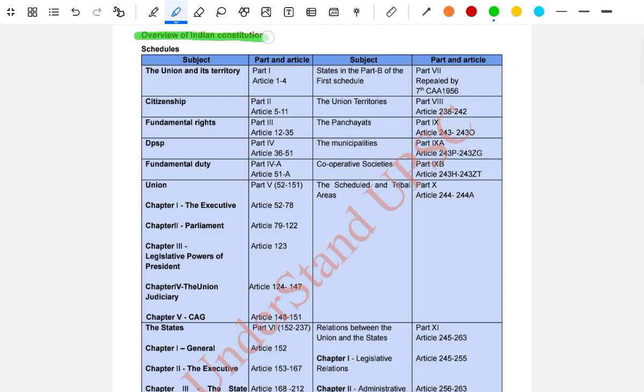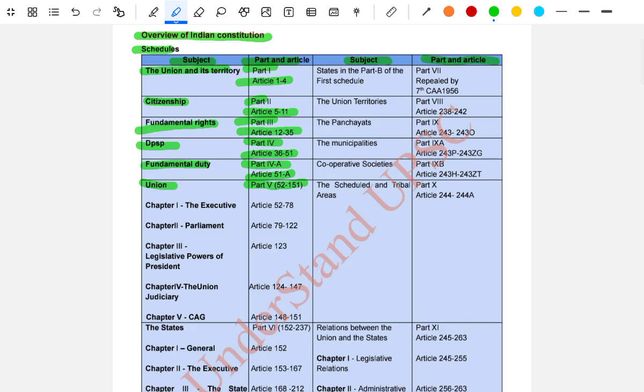Overview of the Indian Constitution. Subject, part and article. The Union and its Territory: Part 1, Article 1 to 4. Citizenship: Part 2, Article 5 to 11. Fundamental Rights: Part 3, Article 12 to 35. DPSP: Part 4, Article 36 to 51. Fundamental Duty: Part 4A, Article 51A. Union: Part 5, Article 52 to 151.